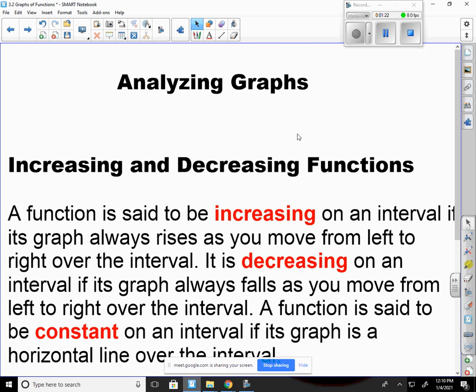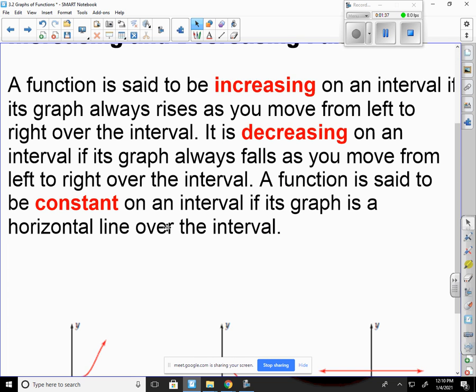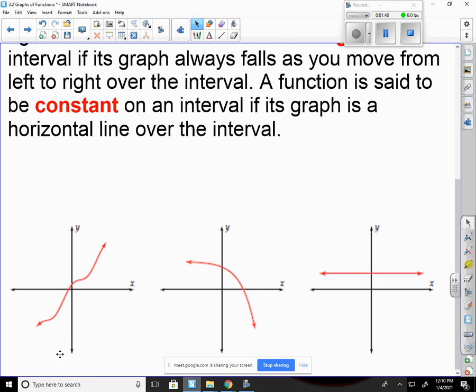Then we went into analyzing graphs where it's increasing and decreasing. So it's increasing if it always rises as you move from left to right. It's decreasing if it's falling as you move from left to right. And it's constant if it's a horizontal line. So if I'm looking at this one, as I move from left to right, it's always going up, so this would be increasing. On this one, as I move from left to right, it's always going down, so it's decreasing. This one stays the same, so it's constant.